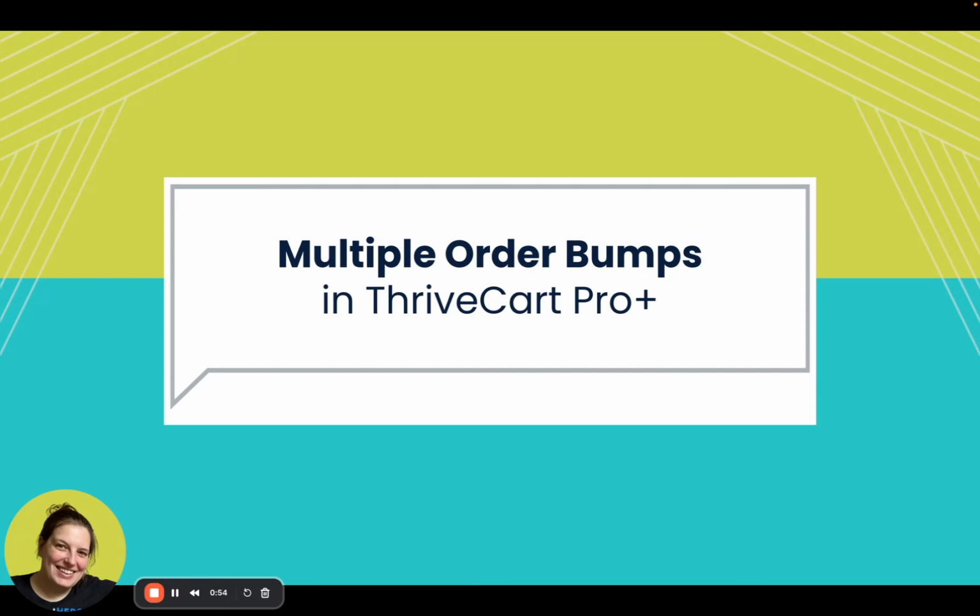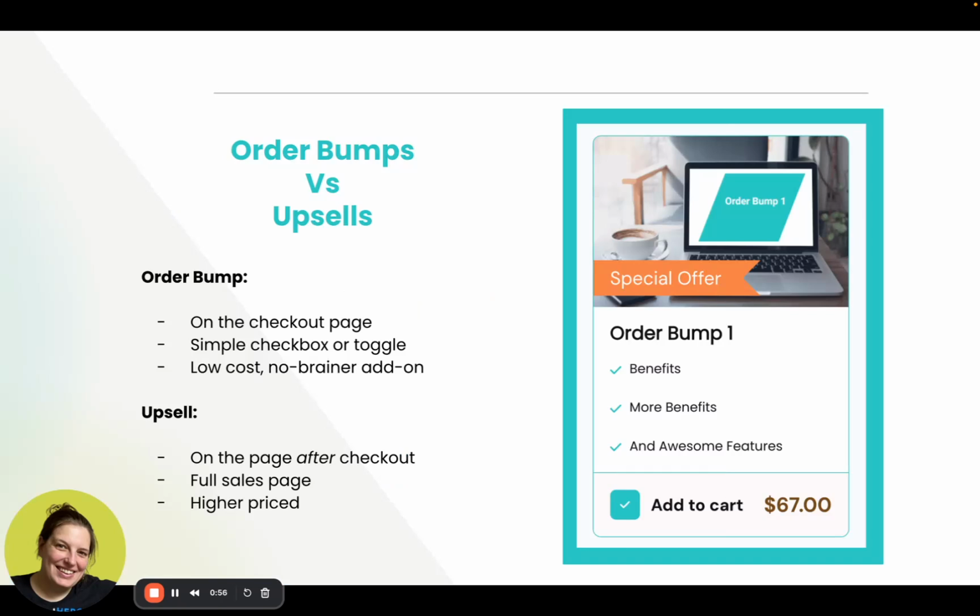Let's dive in. So real quick, so we're talking about the same thing, order bumps versus upsells. An order bump is something that's right on the checkout page. It's a low-cost, no-brainer add-on that they can simply add to their cart by checking the box. An upsell, on the other hand, is sold on the page after checkout. It often has a full sales page and is higher priced.